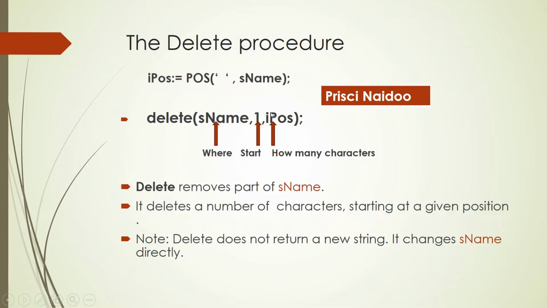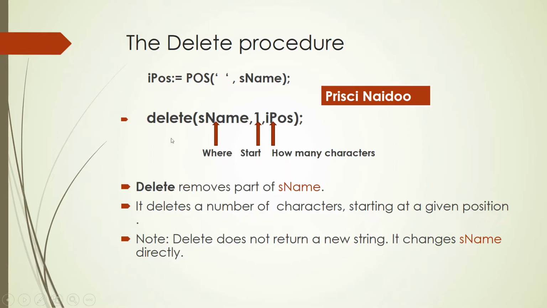How many characters do I want to take? I want to take iPos number of characters. And what's iPos? I'm finding the position of the space. So at what index is the space? Let's look at this example. 1, 2, 3, 4, 5, 6, 7. At index 7 is the position of the space. Remember, a string starts at index 1. So do I want to delete including the space? If I want to delete including the space, it's iPos. So that will delete the first name and the position of the space.